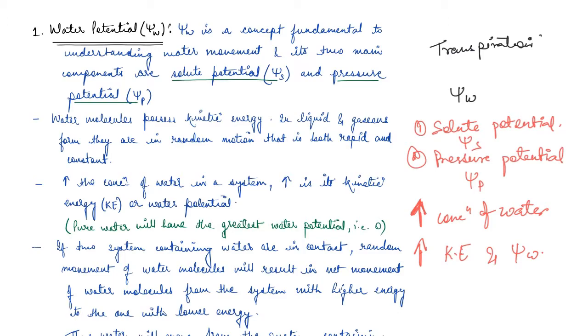Say that pure water will have the greatest water potential, right? Now, if two systems containing water are in contact, there will be random movement of water molecules, and this will result in net movement of water molecules from the system where the energy is higher to the system where the energy is lower. So basically, water will move from the system containing water at high water potential to the one having lower water potential. I hope you are getting it, right?